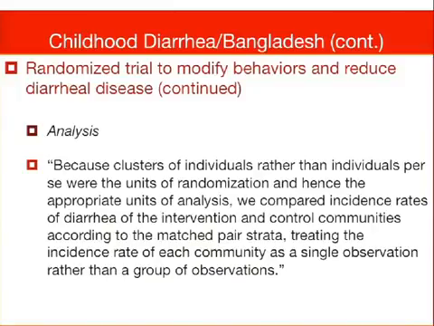Because clusters of individuals rather than individuals per se were the units of randomization and hence the appropriate units of analysis, we compared incidence rates of diarrhea of the intervention and control communities according to the matched pair strata, treating the incidence rate of each community as a single observation rather than a group of observations. So what that means is they have 25 pairs. For each community and each pair, they have the incidence density rate of diarrhea, right?